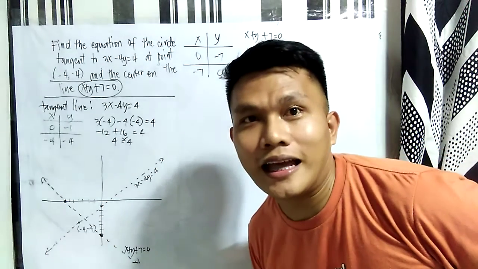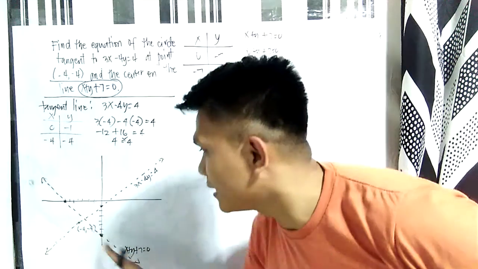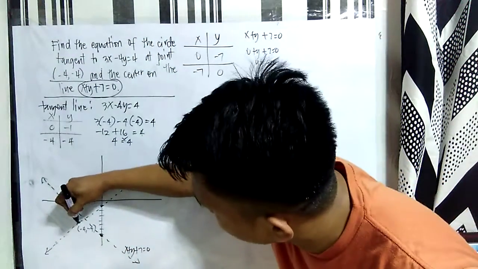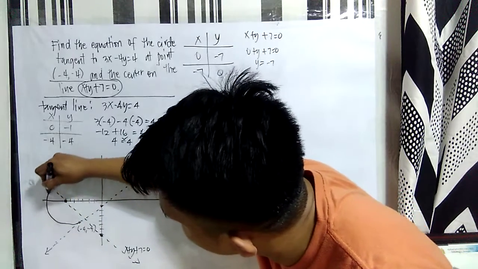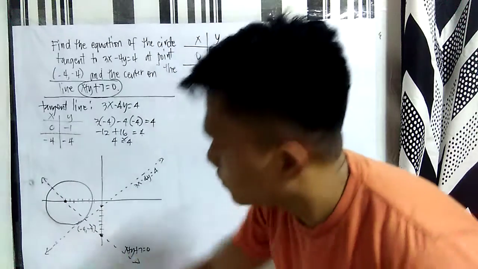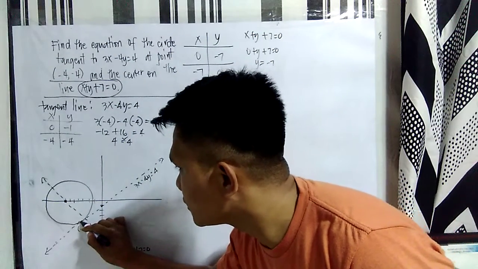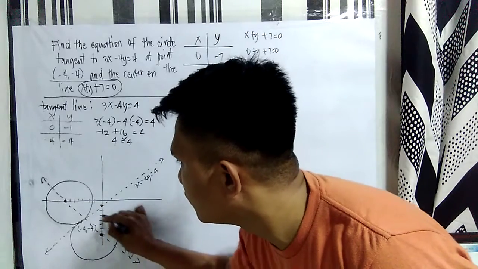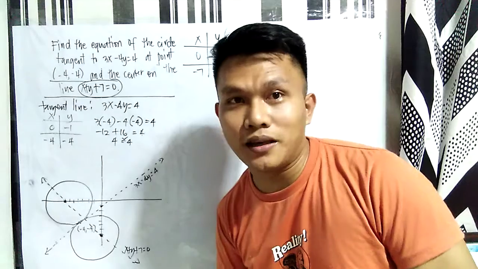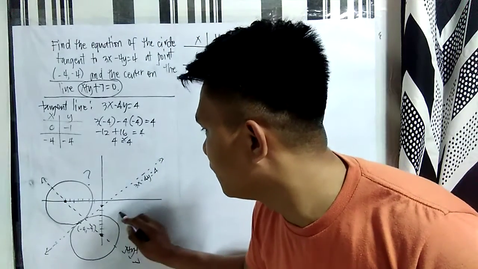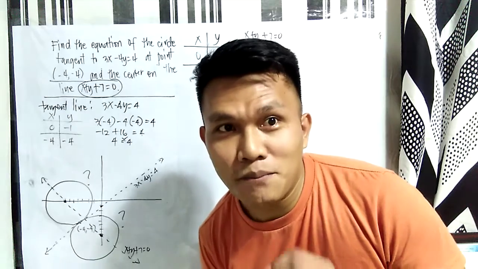Na kung saan ang ating circle, ang center ng ating circle ay nandito sa linyang ito. So since this is a point of tangency, maybe our circle is naandito because this is tangent to this point, or ang ating circle ay naandito. Okay? So this is just the rough graphing. So alin kaya sa dalawang ito ang ating tatawaging circle? Okay? So meron tayong process.